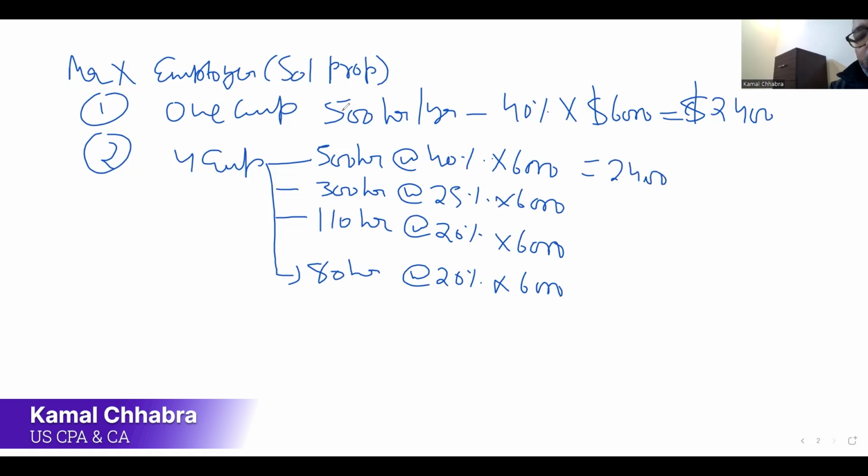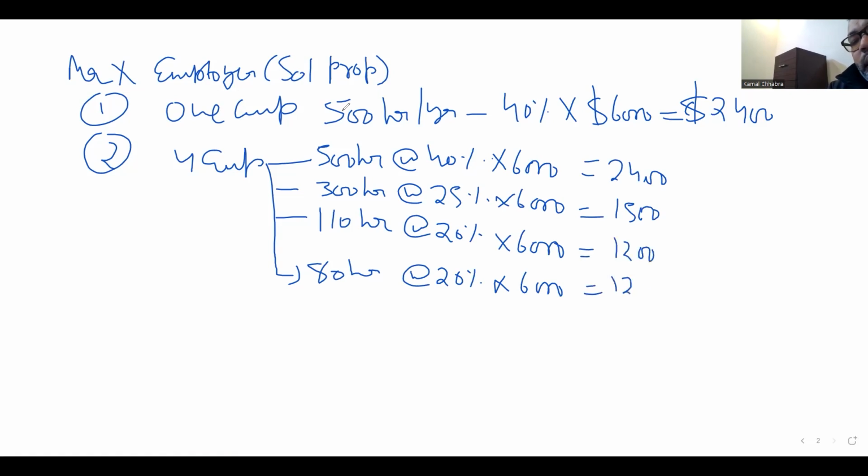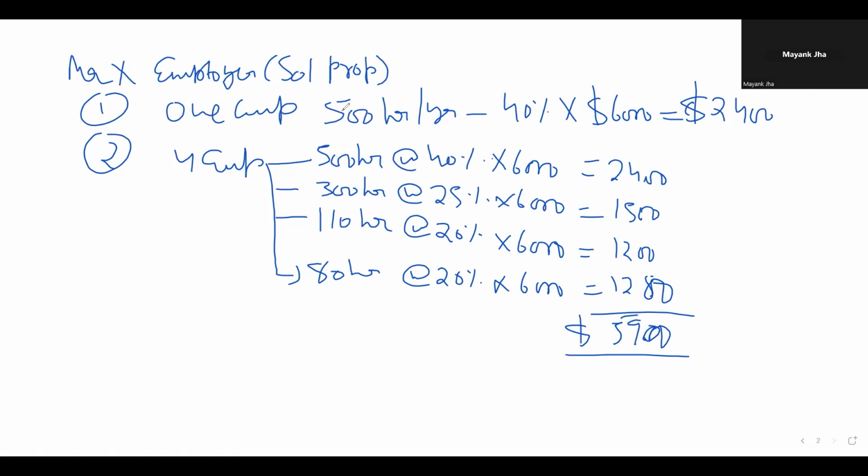2,400. What is 25%? 1,500. What is 20%? 1,200. What is 20%? 1,200. Right? So total is how much? 48 plus 5, 49, 59. $5,900. Right? Yes, no? Have I done the math right? $5,900. So this is the tax credit.